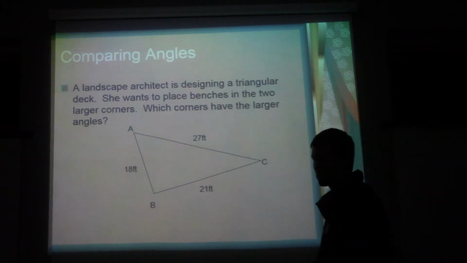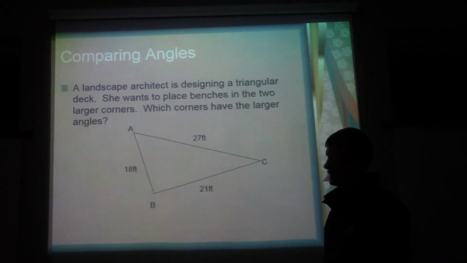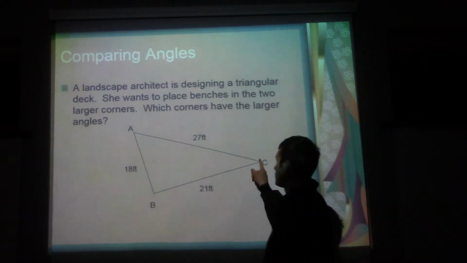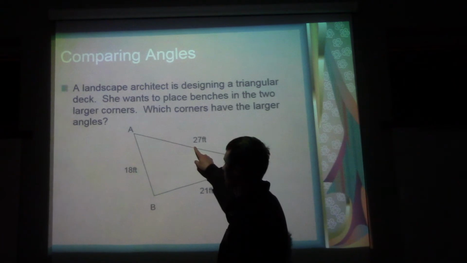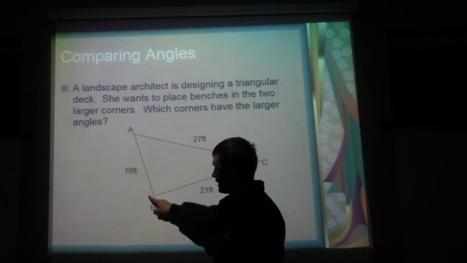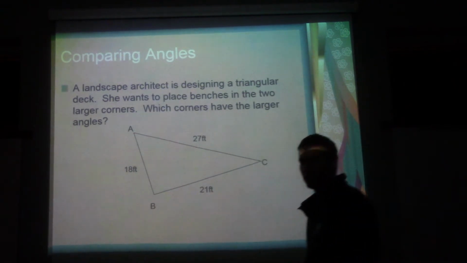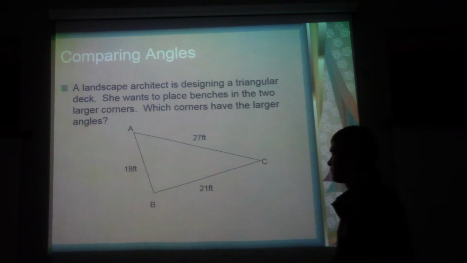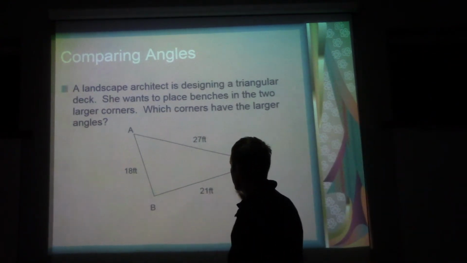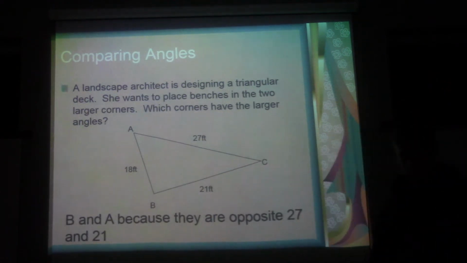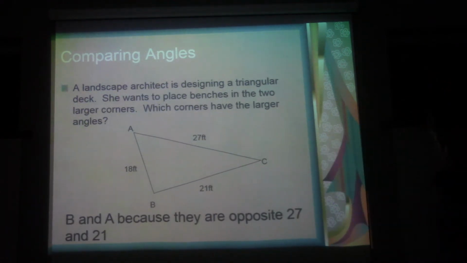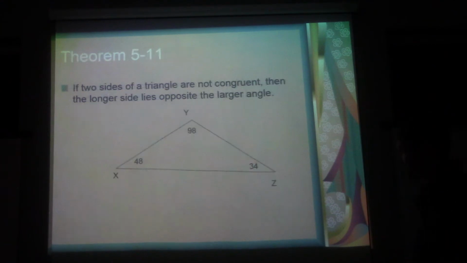So if I looked at what would be my largest angle and then what would be the next angle after that, well, I go to my longest side, which is 27. So what angle is opposite? That would be angle B. So angle B would be my largest angle, followed by, if I look at this side right here, the opposite angle would be angle A. So B and A have the largest angles because they're opposite the longest sides.